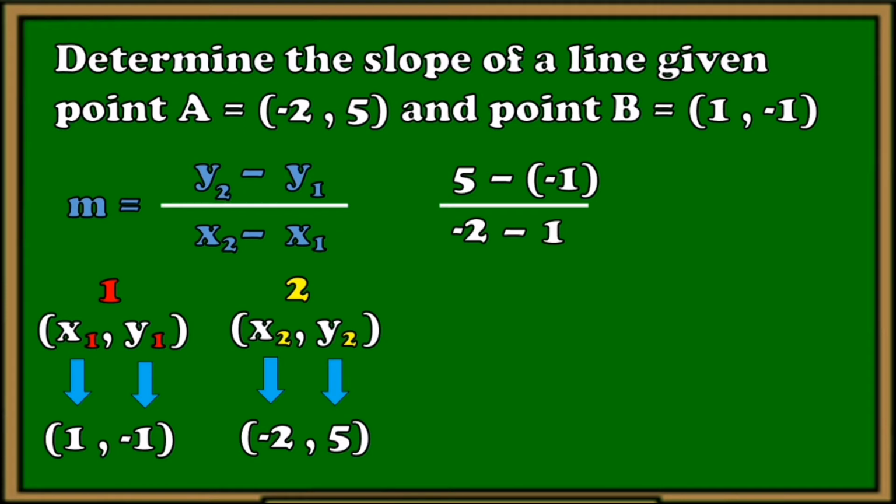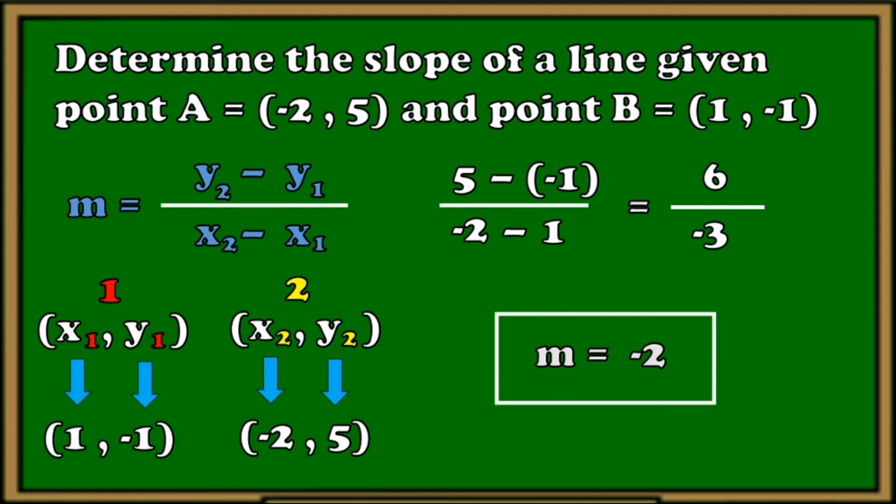Now, let's simplify. 5 minus -1 is +6. And -2 minus 1 is -3. And the simplified form of 6 over -3 is -2. Our slope is also -2. So meaning, even if we interchange the points, the result will be the same.